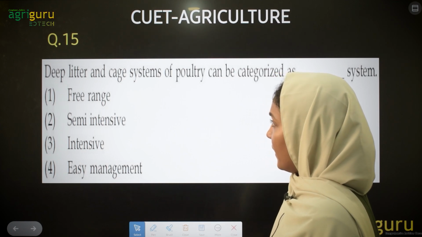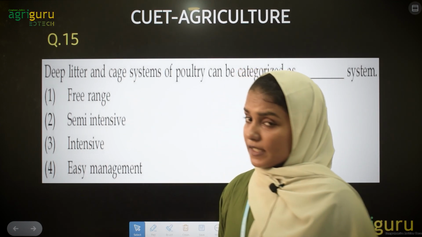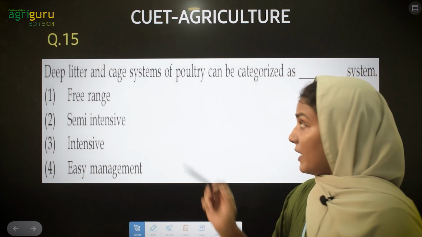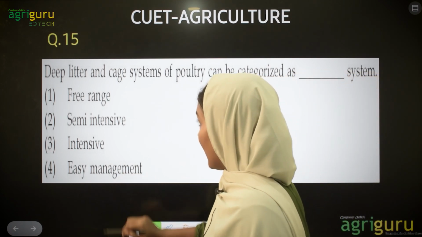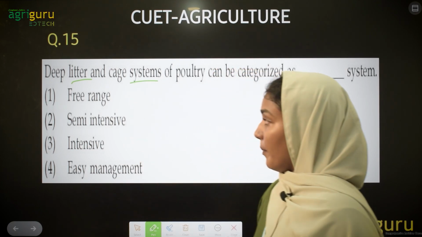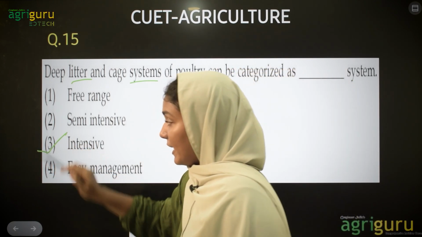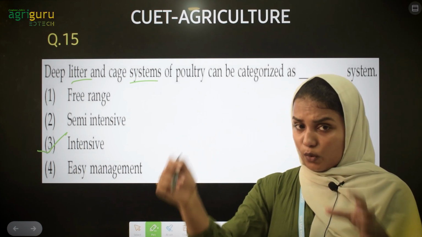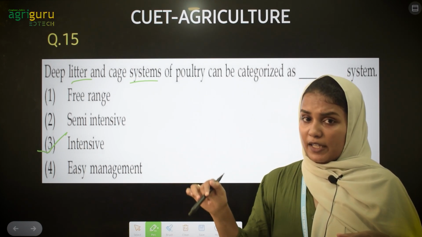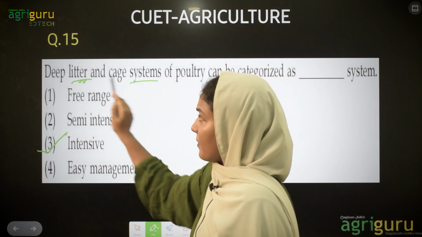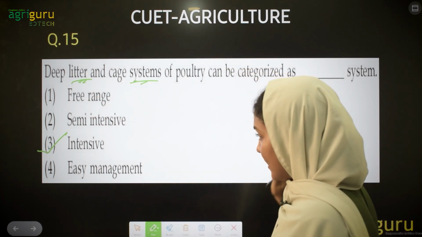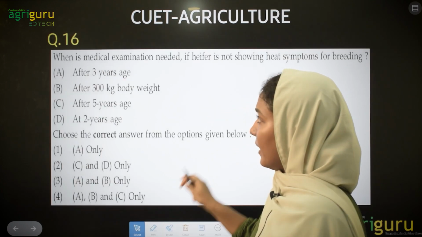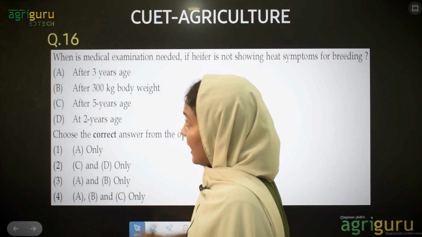Next, question number 50. Deep litter and cage system of poultry can be categorized as dash systems. Which systems? Deep litter and cage system. They are intensive systems, where a large number of poultry can be brought up in a small area. These two systems are intensive systems. The answer is option number 3. Okay, then question number 16.